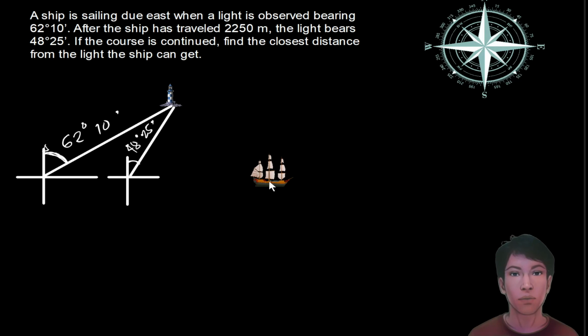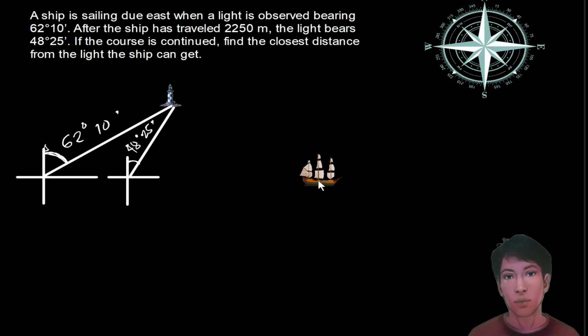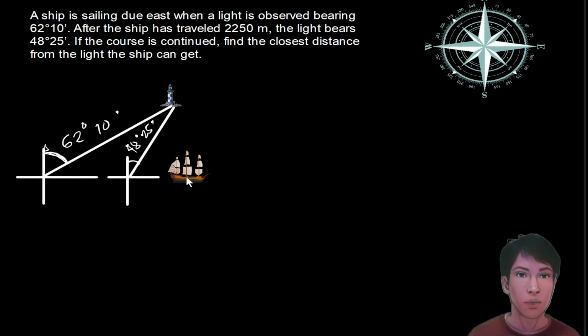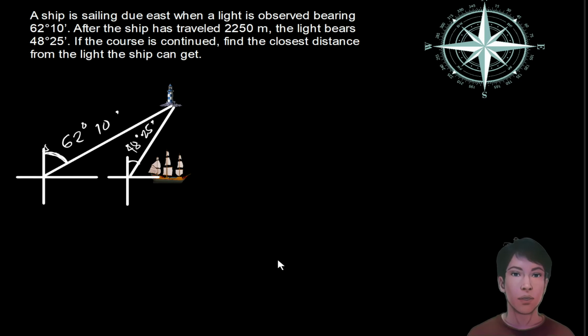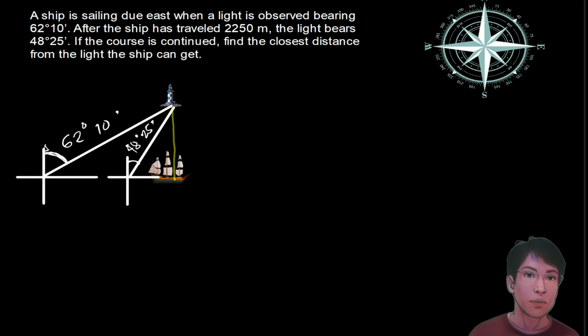As you go further, the distance becomes longer and longer. We can observe that the shortest distance is over here, not here, not here, but over here. In other words, it makes a right triangle. Okay? It makes a right triangle, like this.